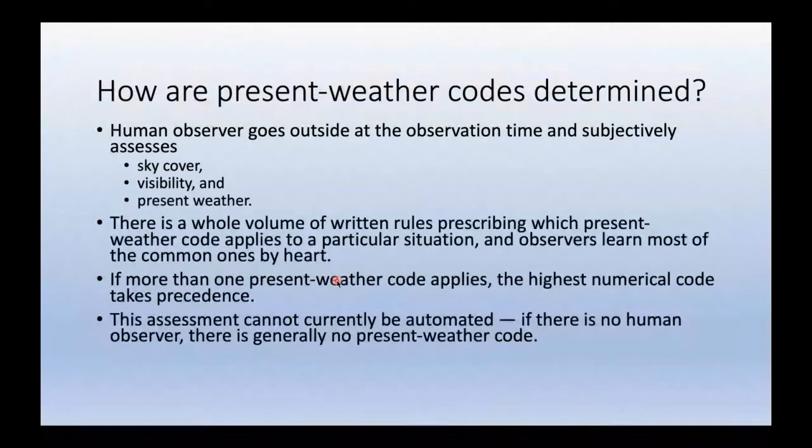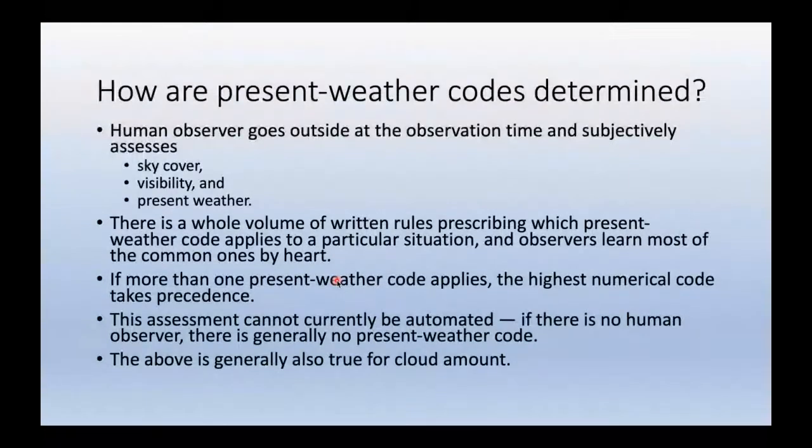Now, this assessment generally cannot be automated. There's not really any way for a non-human observer to make these 99 distinctions. And so to date, at least, automated stations generally do not provide a present weather code as part of a synoptic report. So we're relying pretty much entirely on human observers, and the same is also true for cloud amount. Ceilometers will tell you what the cloud height is, but they don't do a very good job of telling you what the cloud amount is automatically.